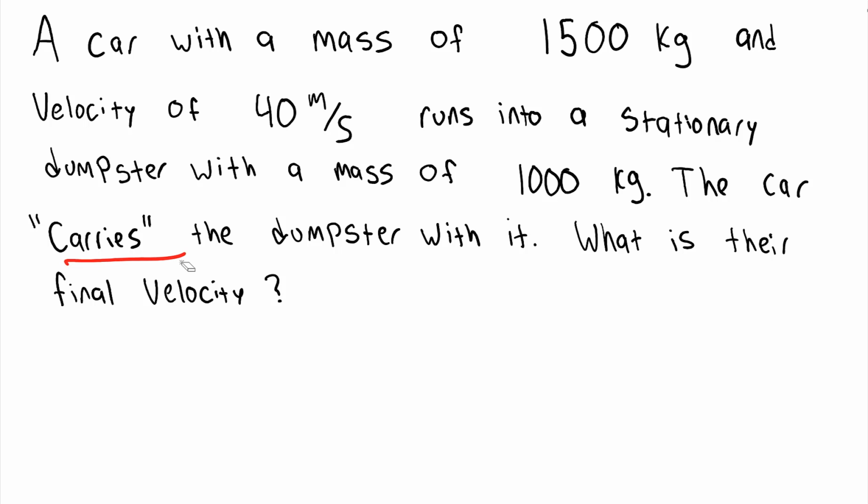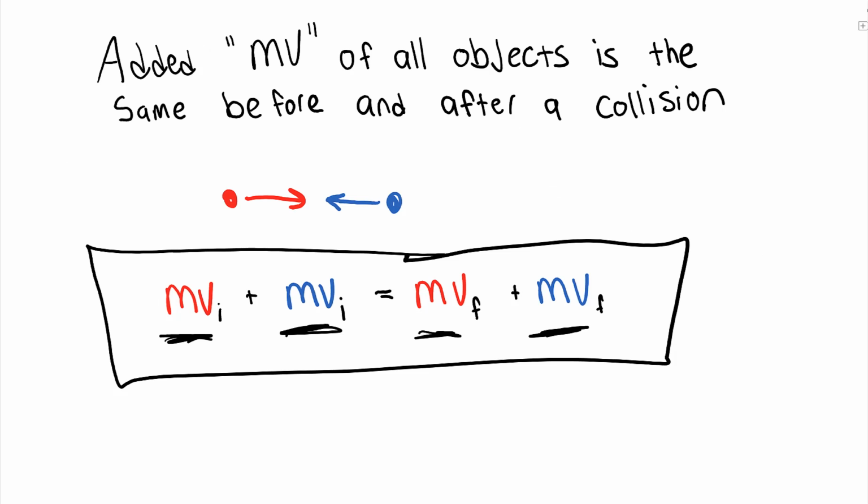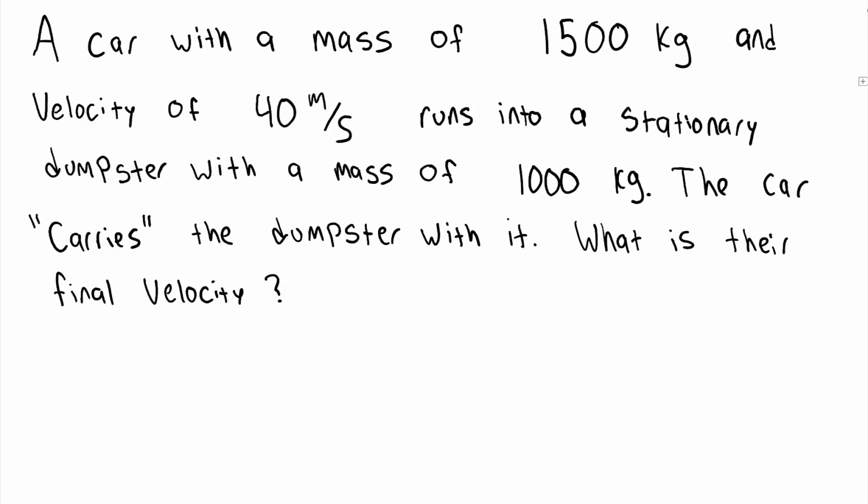They don't just stick together, and that's what we'll be dealing with in this class because it's easy. So I'll write down my equation. This is the equation I have to use: mass times initial velocity plus mass times initial velocity equals mass times final velocity plus mass times final velocity. So I know I'm going to use that.